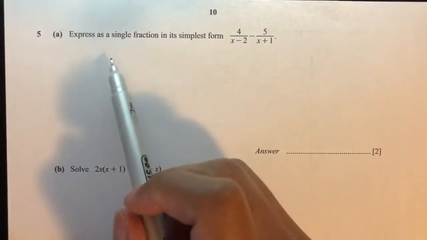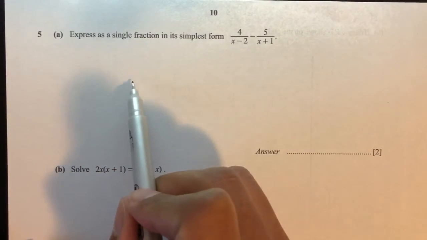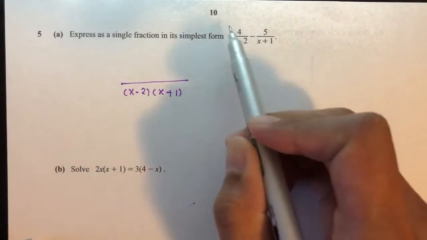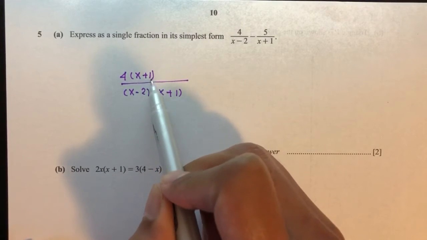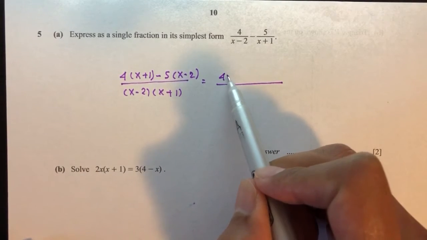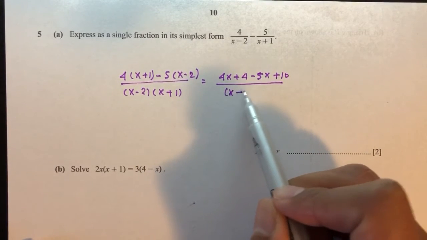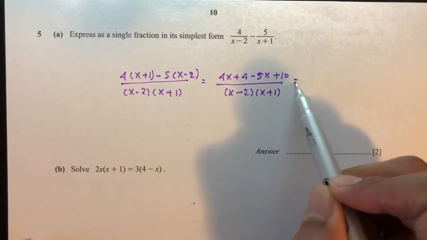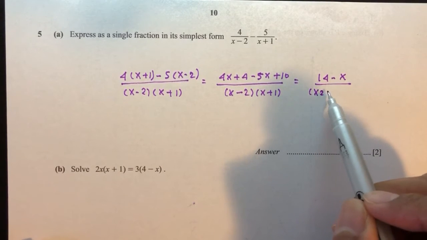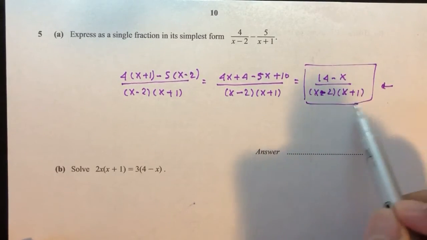Moving on to question number 5, express this as a single fraction in its lowest term. So one thing we can do here, as you can see, the bases are different. We have to find the LCM. So multiply with each other, and then you cross multiply, you will have 4 times this one minus 5 times x minus 2. Now we can just expand. We have 4x plus 4 minus 5x plus 10. Now we have x minus 2, x plus 1. So this will be 14 minus x divided by x minus 2 and x plus 1. So this will be your answer for part A.